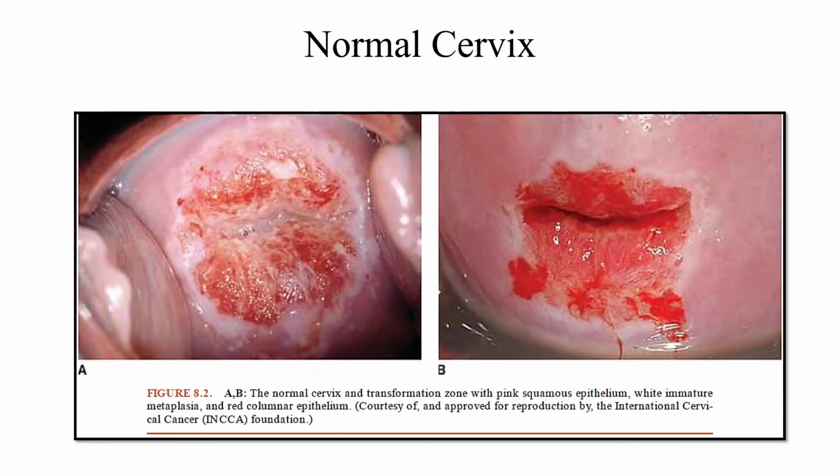In here, you can see another set of normal findings during colposcopy. In figure A, we have normal cervix and transformation zone with pink squamous epithelium, like this one, and immature metaplasia with red columnar epithelium, like this one. In here you can see pink squamous epithelium and then red columnar epithelium. This is a normal finding in colposcopy.